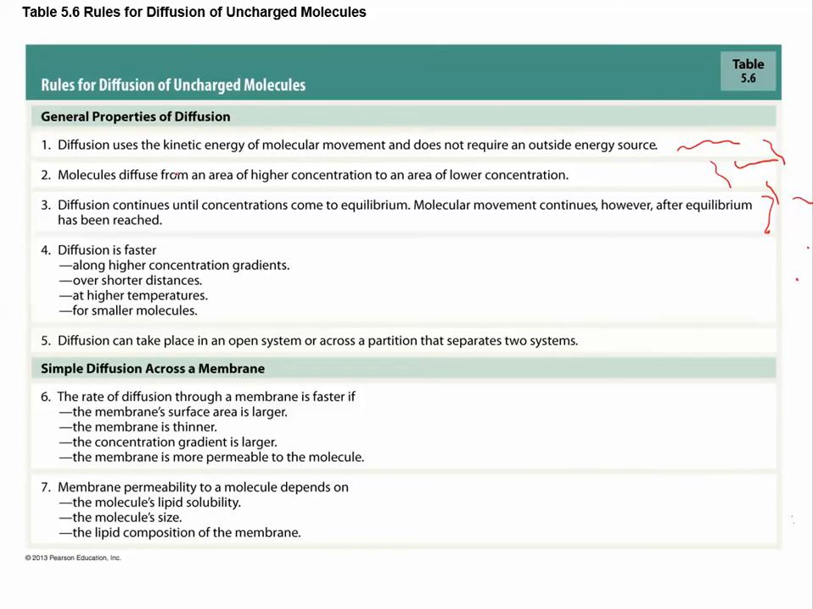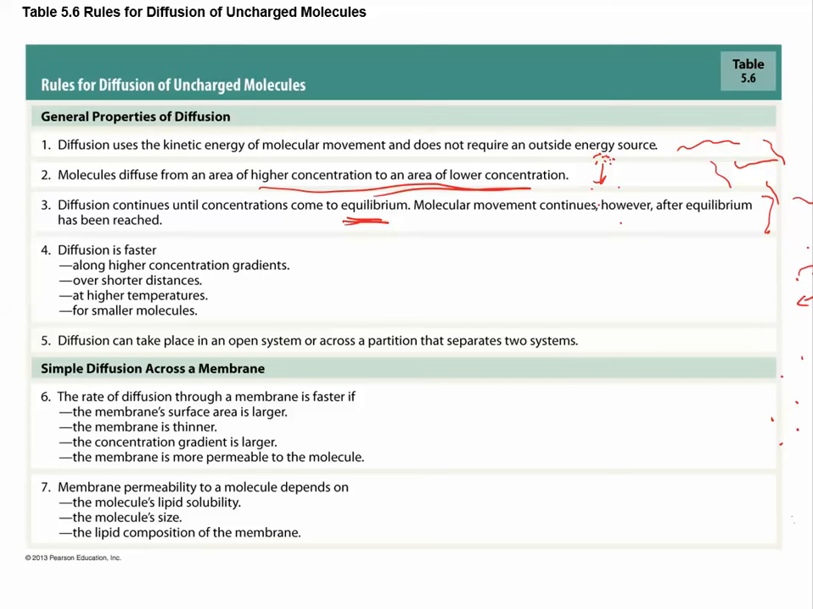Okay, molecules diffuse from an area of higher concentration to lower concentration. So we mentioned that. We call that going down its concentration gradient, from a high concentration to a lower concentration. We say down its concentration gradient. Diffusion continues until concentrations come to equilibrium. Okay, that doesn't mean that everything just stops. It still moves around. So these guys are still moving around, even though they're at an equilibrium, but they will maintain that equilibrium. Okay? They're not going to bunch up, and if they do, they will then go back out.